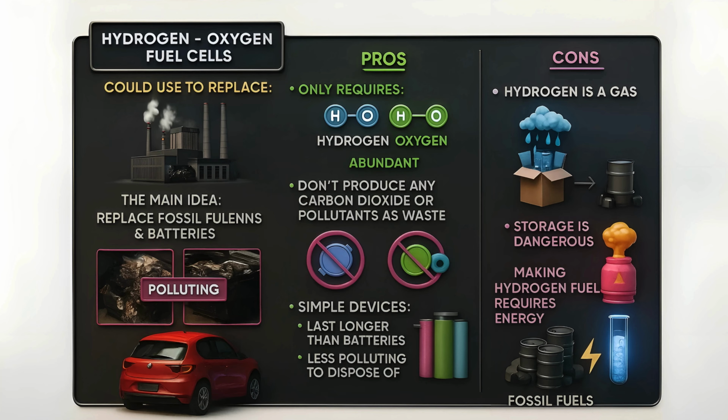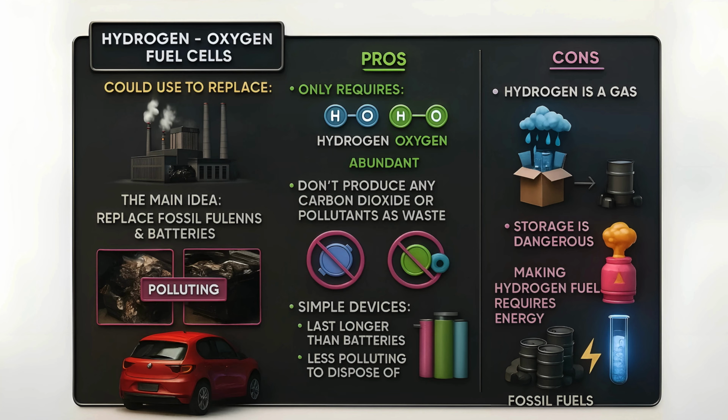Finally, while hydrogen fuel itself is clean, the process of producing it usually requires energy, and in many cases that energy still comes from burning fossil fuels. So although fuel cells are environmentally friendly during operation, the overall system is not yet completely green unless the hydrogen is produced using renewable sources such as solar or wind power.